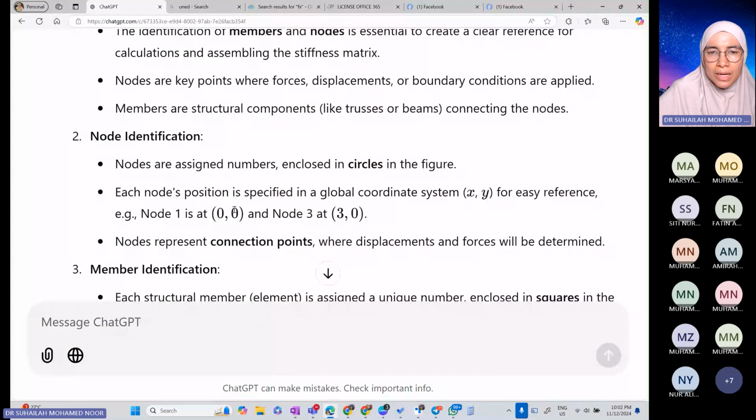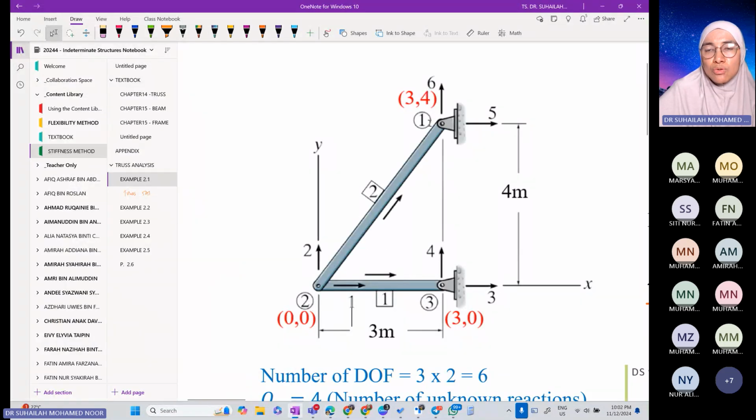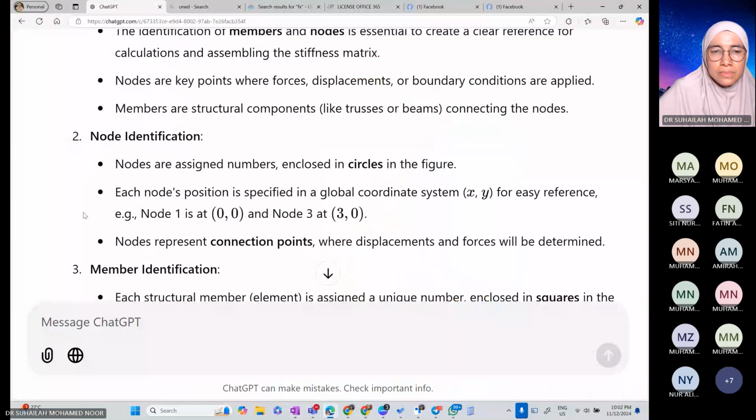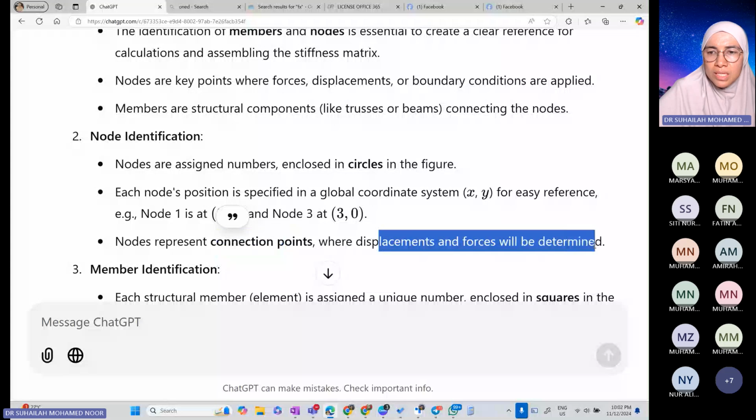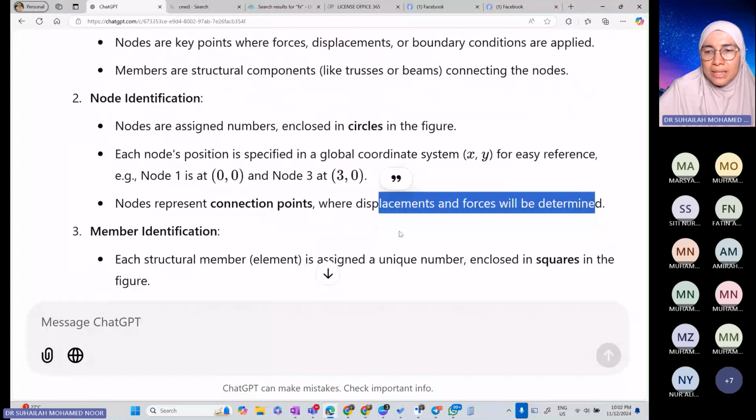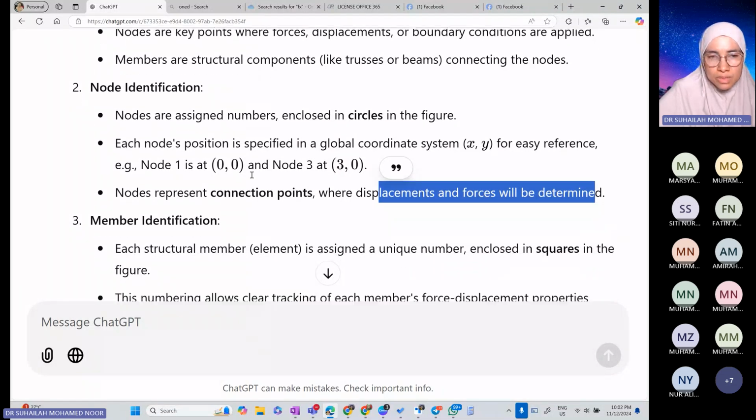Example, node 1, okay, node 1 is 0,0. Node 3 is 3,0. Refer to this one. No, it is just giving an example. Here, node 2 is at 0,0. Here is node 1, and this is node 3 at 3,0. So all of this is the coordinate system. Nodes represent connection points where displacement or forces will be determined. So all displacements and forces we will determine using the nodes.